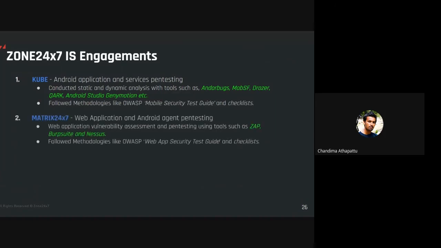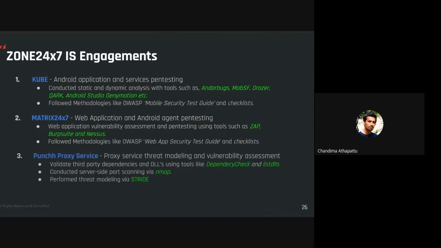In Matrix, our RMM portal, we did web application testing using popular tools like SAP. And in Punch, which is a very technical project, we don't have a front end, and we had this proxy service. We tested the DLLs, securing the DLLs, and also we did the STRIDE method. We did threat modeling via STRIDE, so that is our first threat modeling project in SOAN. So these are several engagements that we did. If you would like to know the tools and the process, the artifacts are there to refer.